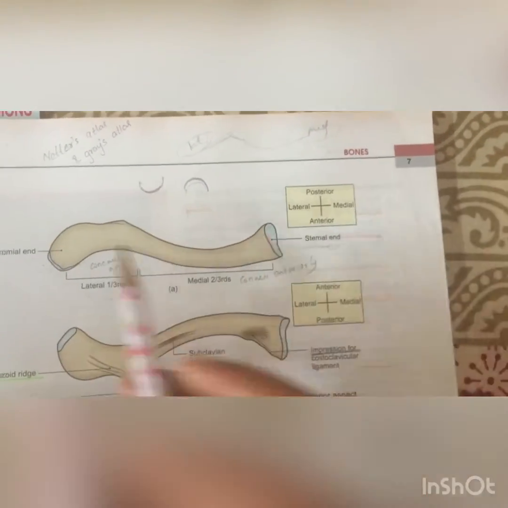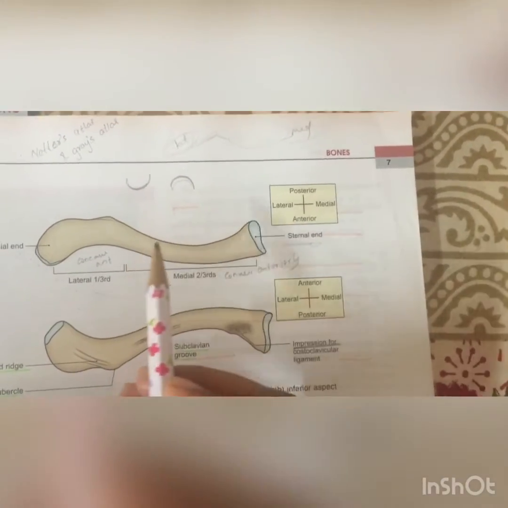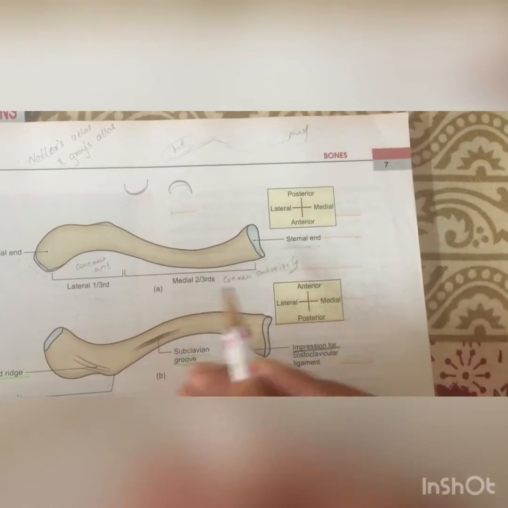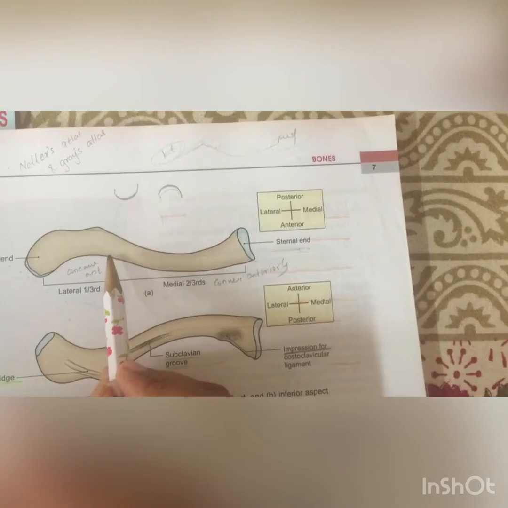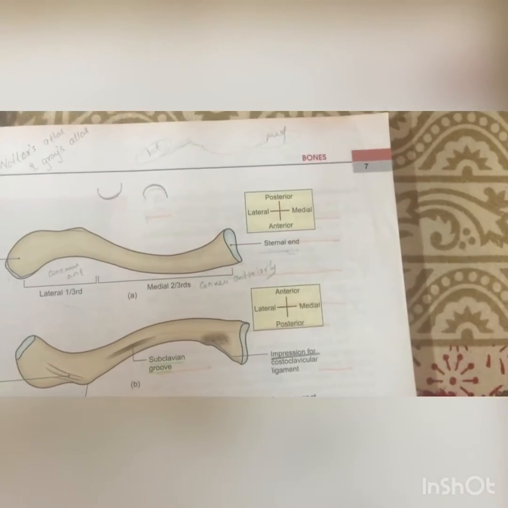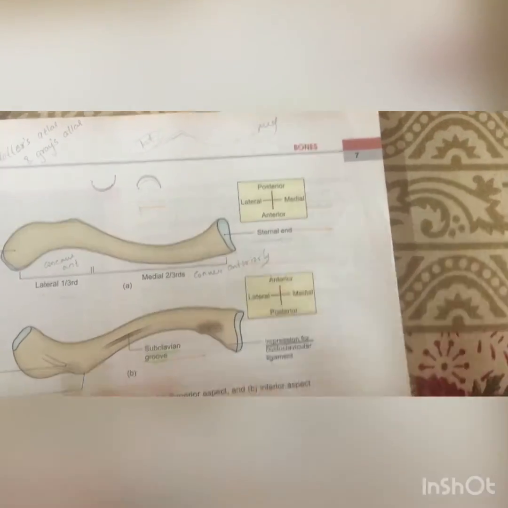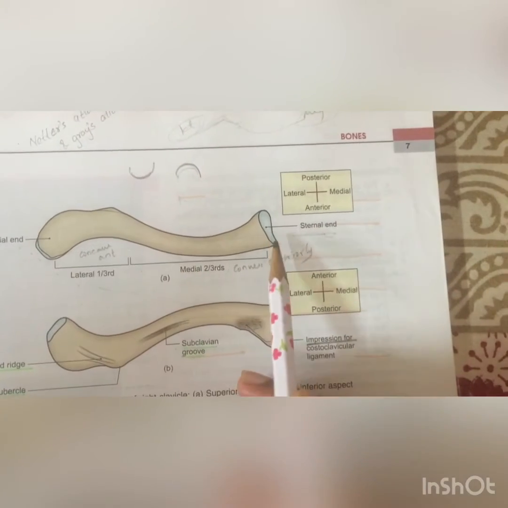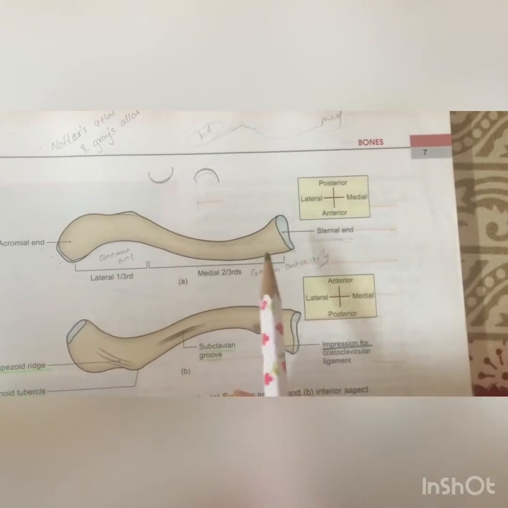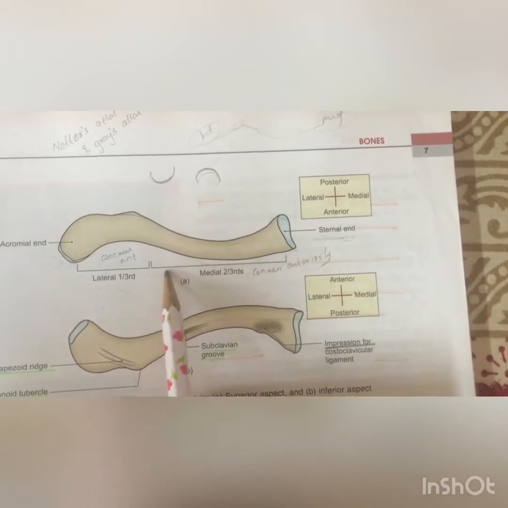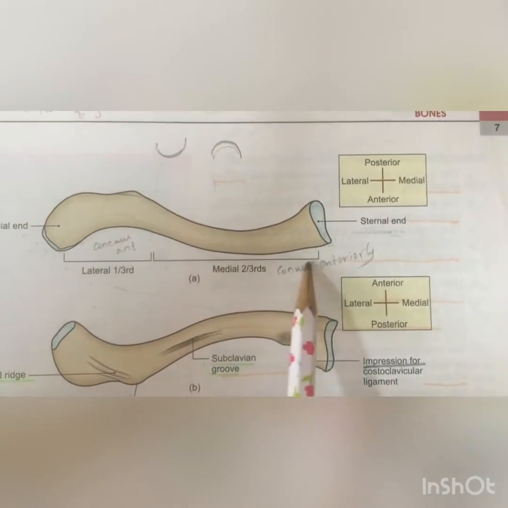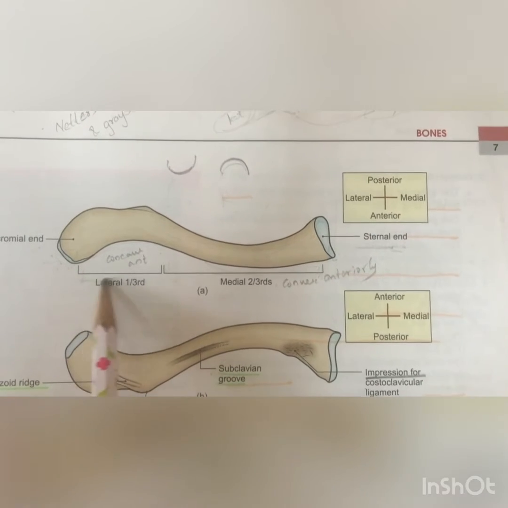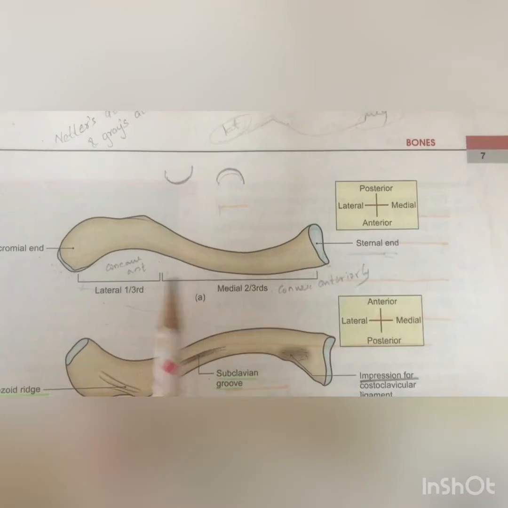Next, about the shaft. The shaft is slightly curved. As you can see, the shaft is curved, so that it is convex forward in its medial two-thirds. We find the medial and lateral ends, and the bone is divided into the medial two-thirds, from here up to here, and the lateral one-third.